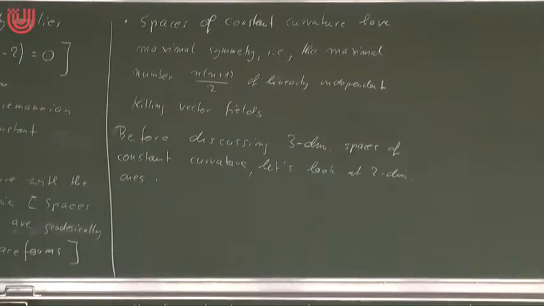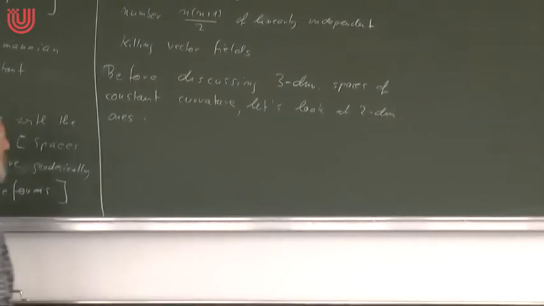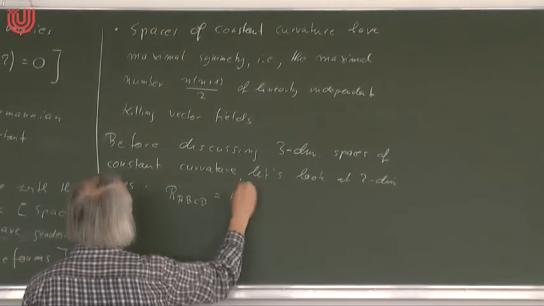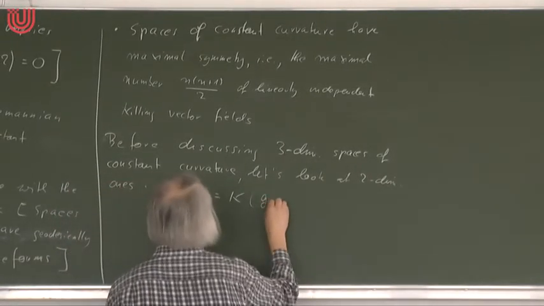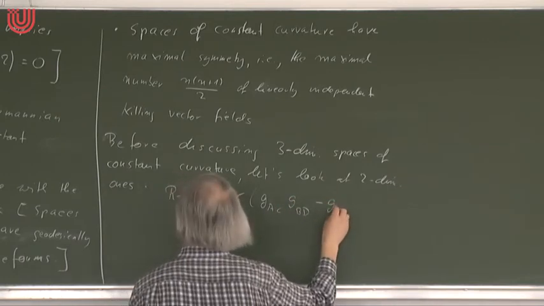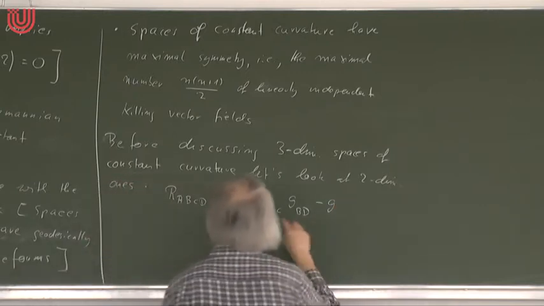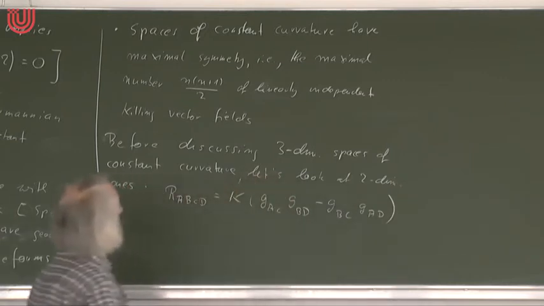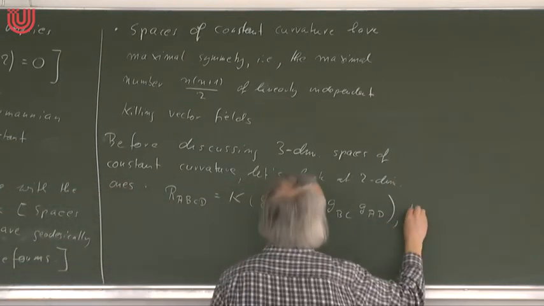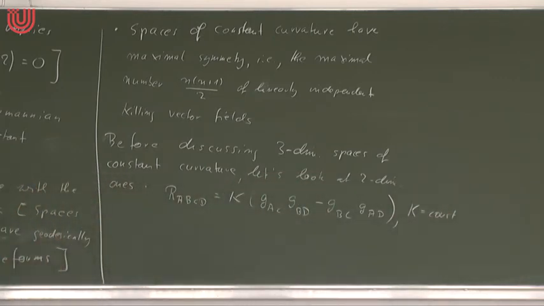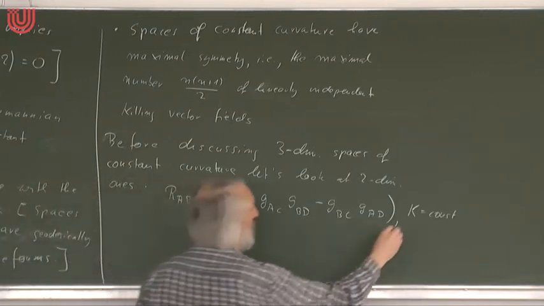So in 2 dimensions, I use capital indices. I now have to deal with the equation R_ABCD = K (g_AC g_BD - g_BC g_AD), where I have to interchange A and B in the second term, with K equal constant. In this case, in 2 dimensions, I really have to add as an assumption that K is a constant. It does not follow automatically.